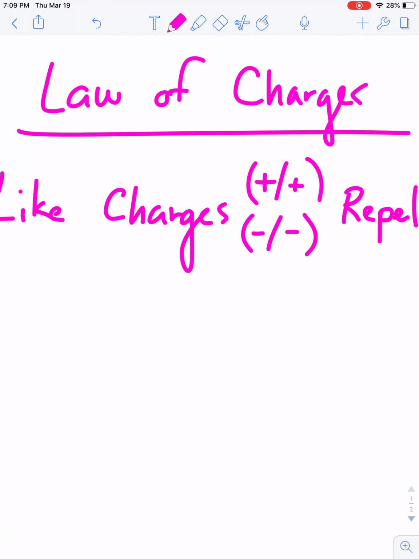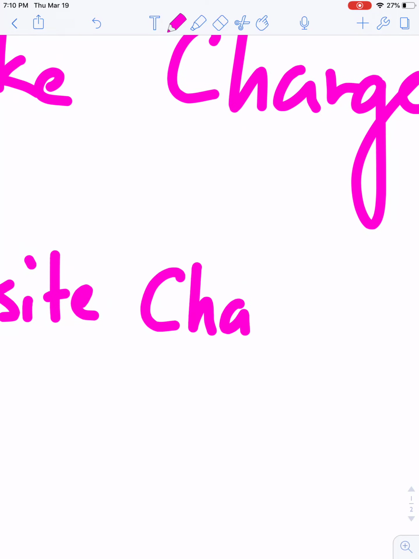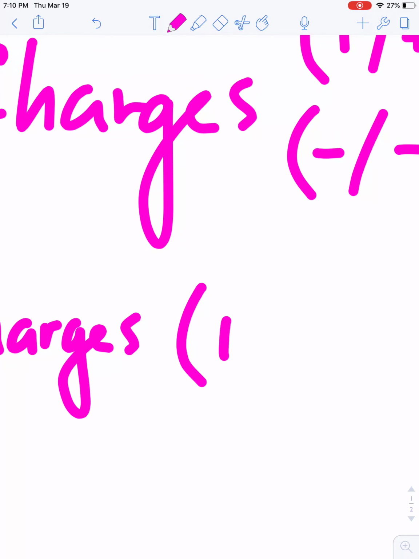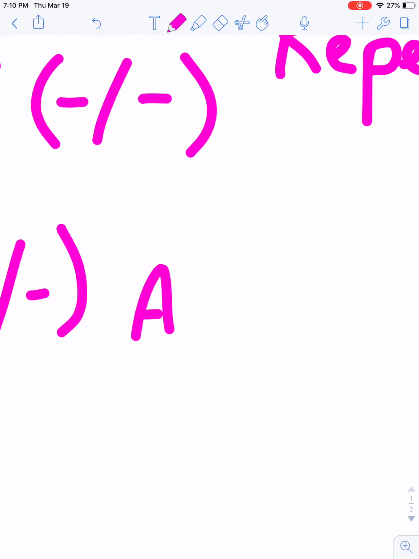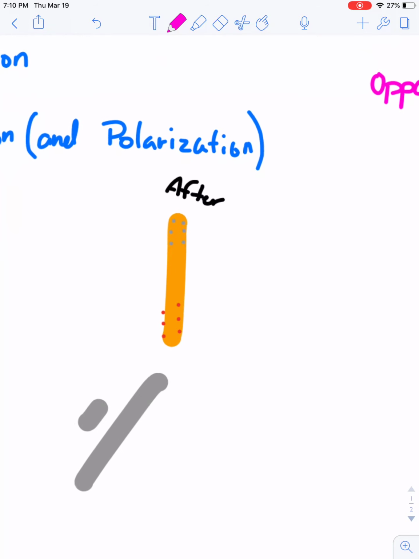And then finally, opposite charges. The only opposite charge combination you can have is a positive and a negative, and they will attract each other. So law of charges: like charges are going to repel each other and opposite charges are going to attract. So let's go back to this idea of polarization.